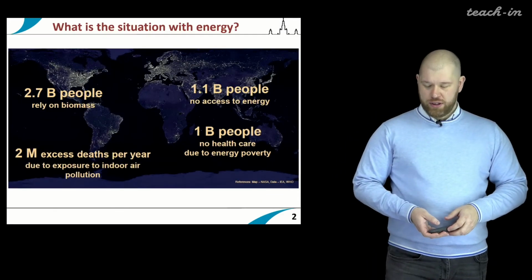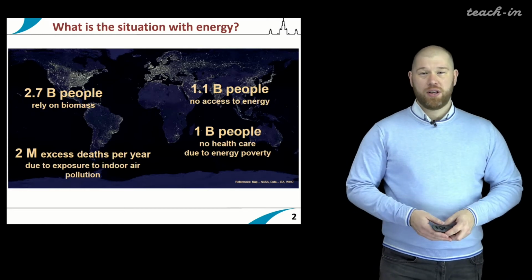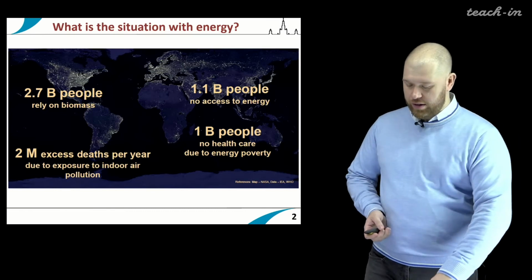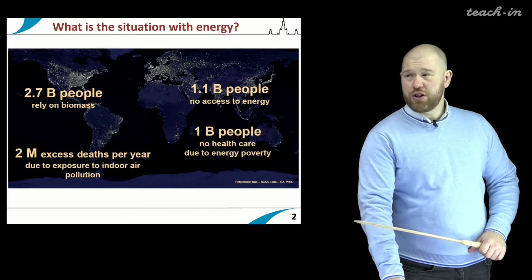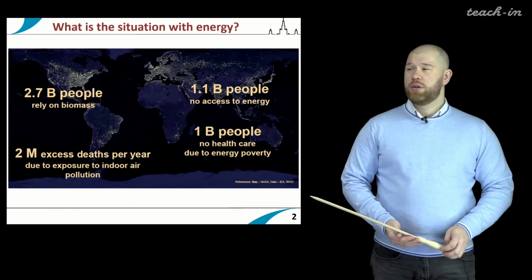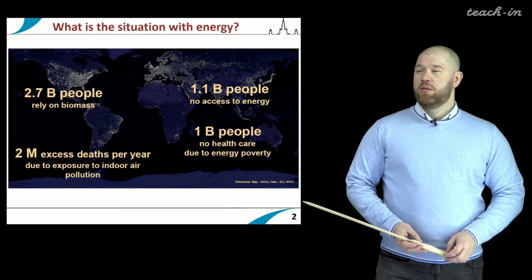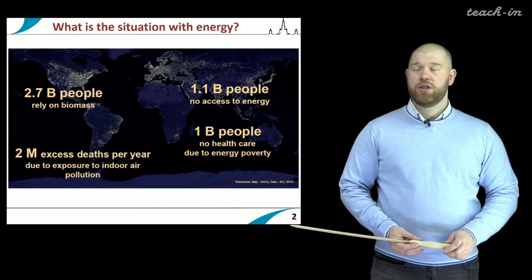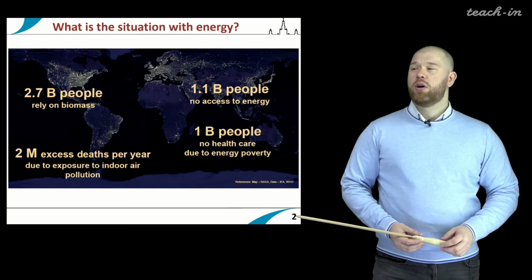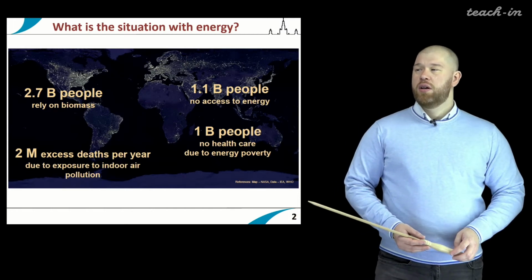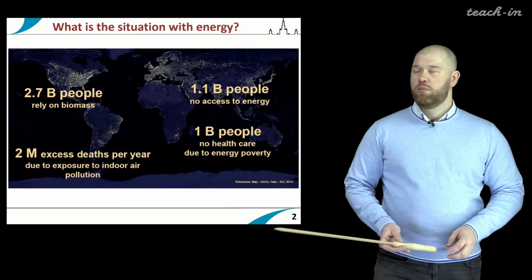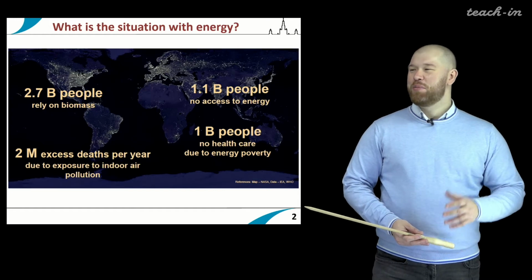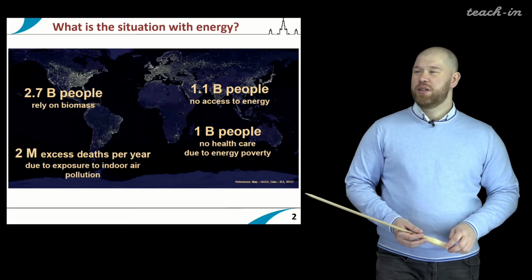First of all, we will start with the question, what is the situation with the energy in the world? From this data, you can see that there is quite a bad situation with energy in the world, because still there are around 1 billion people without access to energy at all. So it's poor countries, and also around 1/3 nowadays, or maybe 40% of all the people in the world rely on biomass.